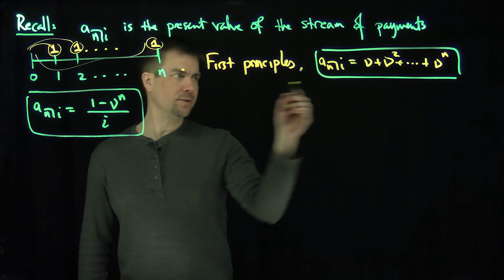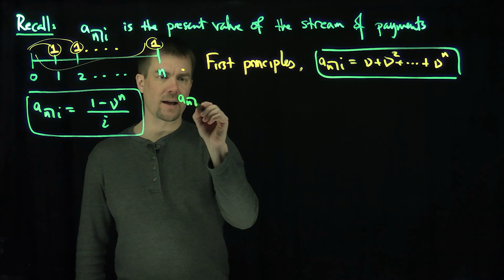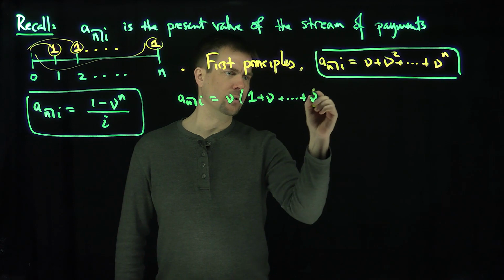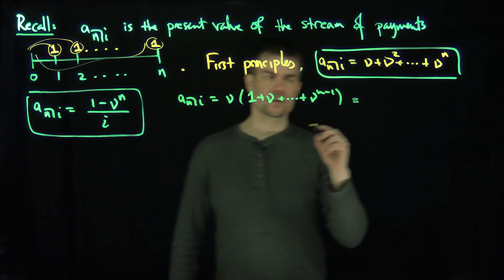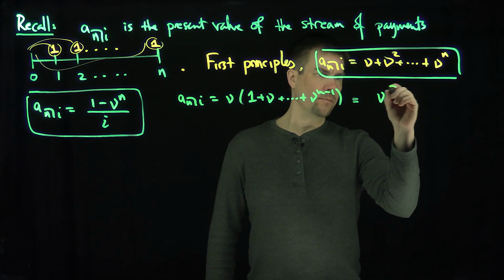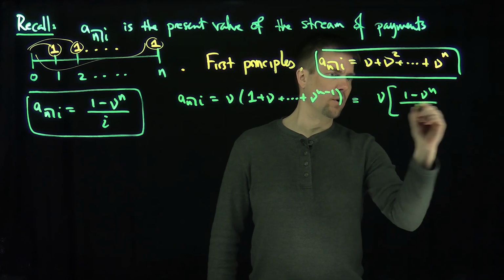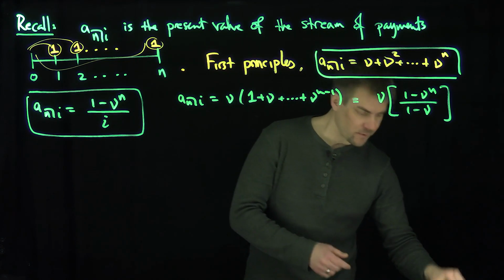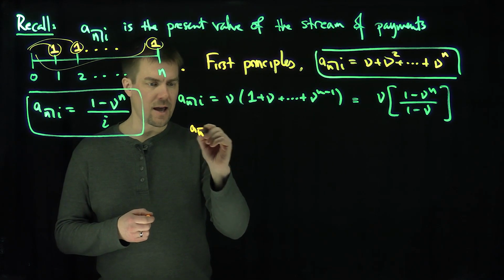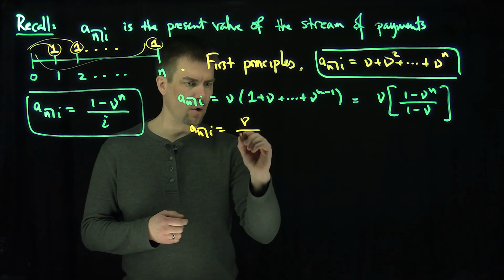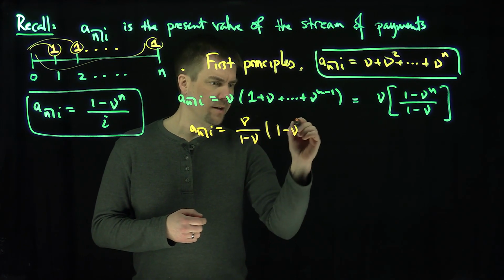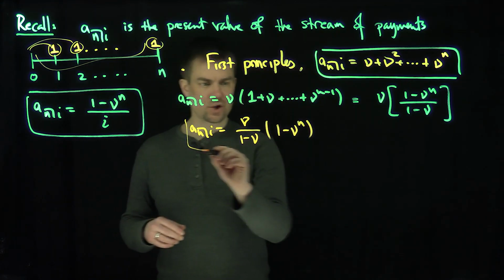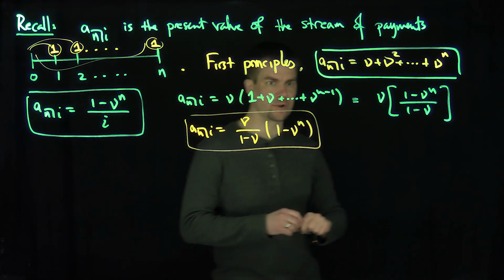We take this equation over here. We have A bracket n angle i is nu times (1 plus nu plus all the way down to nu to the n minus 1). And we use the geometric sum formula, which is nu times (1 minus nu to the n) over (1 minus nu). And so this gives us another representation, which is also equivalent. A_n angle i is also equal to nu times (1 minus nu to the n) over (1 minus nu). Excellent. That's another representation we could use if we wish. So that's a third representation.